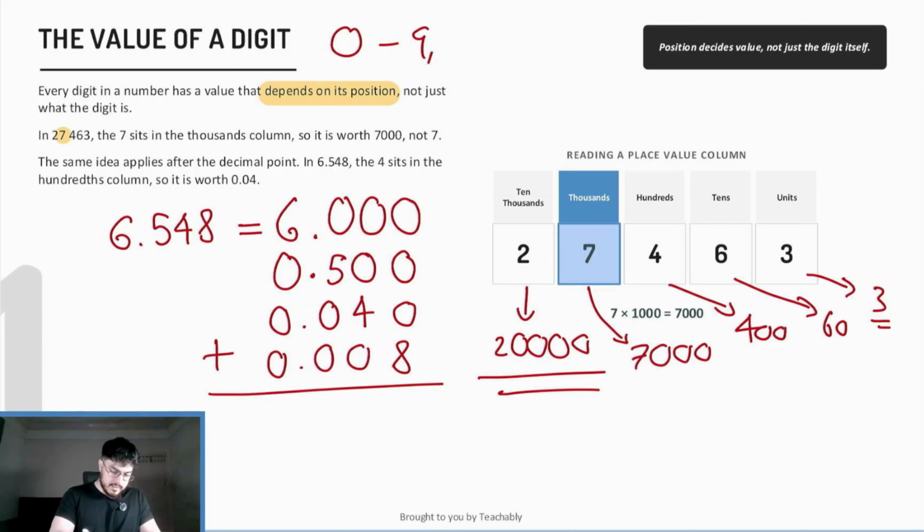And so if we are ever asked what is the value of the 4 in this decimal right here, we can very clearly see that the value of the 4 is 0.04. We don't really have to put the 0 afterwards. If we want to know what the value of the 8 is, it's 0.008. If we want to know the value of the 6, it's 6. And so you can see the position is what's dictating the value of the number, not the digit. So if you take anything from this slide, it is that position decides value, not just the digit itself. It's a combination of the two that come together. Hope that all of that makes sense.